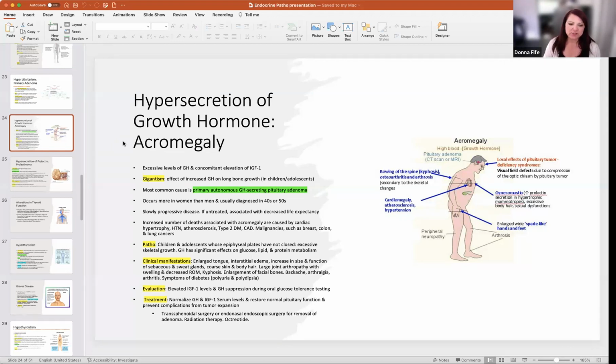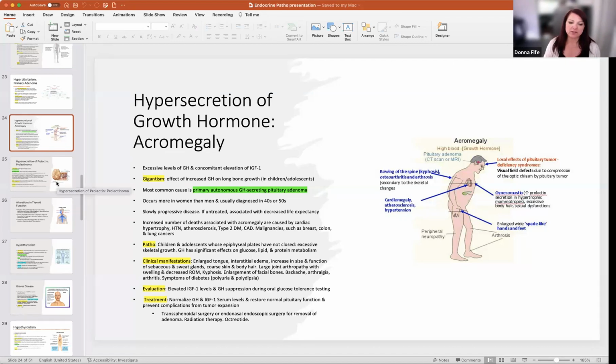Clinical manifestations include an enlarged tongue, interstitial edema, an increase in the size and function of sebaceous and sweat glands, coarse skin and body hair, large joint arthropathy with swelling and decreased range of motion, and kyphosis. There can be enlargement of facial bones. The patient may have backache, arthralgia, arthritis, and may have symptoms of diabetes such as polyuria and polydipsia.